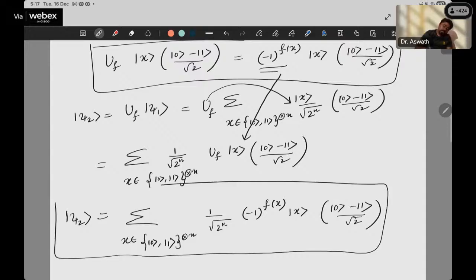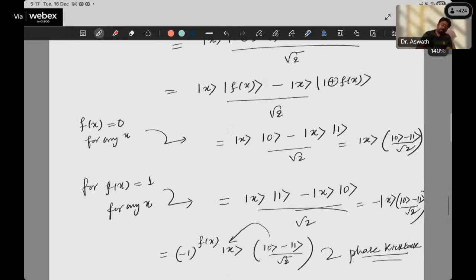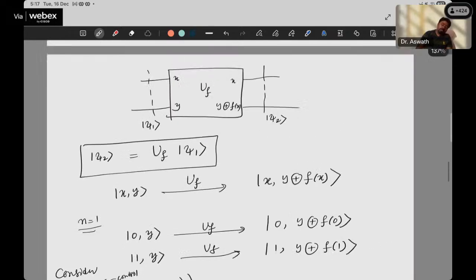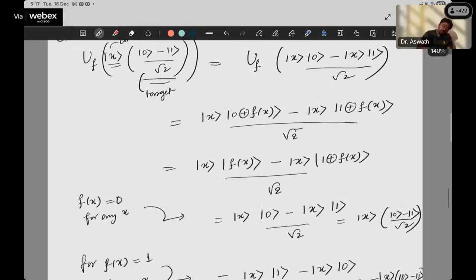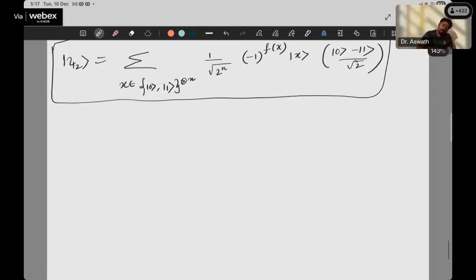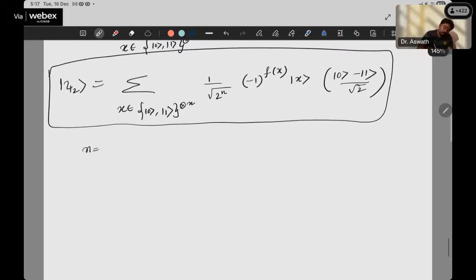I found what is the action of the unitary function Uf on psi 1 to give psi 2. See, I just found what psi 2 is. It's so straightforward, it's very simple. Now if you want, you can find for n equal to 1 how psi 2 would look like. If you want, I can show you.